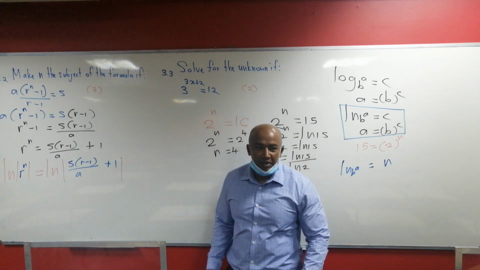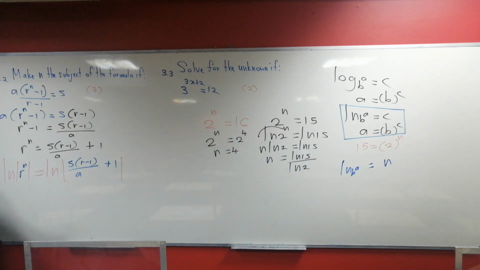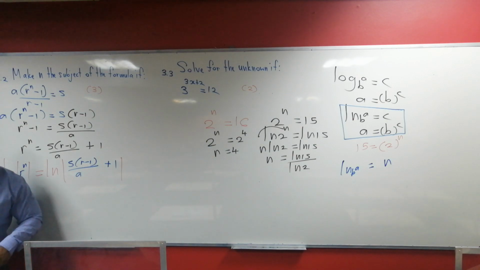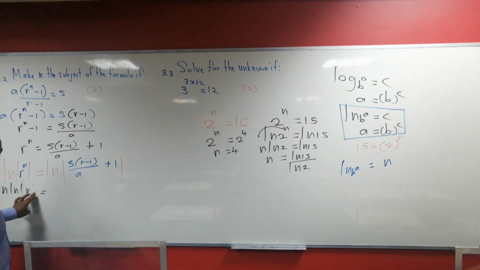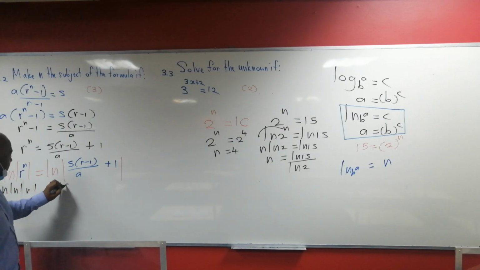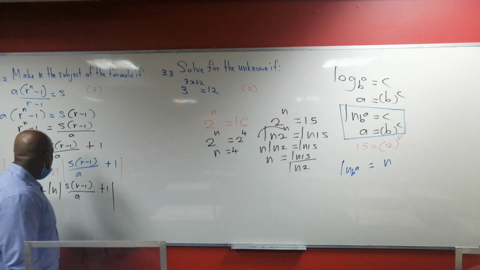It's a simple thing to do. If the bases are not the same, introduce ln on both sides. Try to avoid using logs, but you can use logs, there's nothing wrong with that. It's just that we prefer in calculus to use natural logs. So that's ln. All you're going to do now is bring down your exponent. So that's going to be n ln r is equal to ln of s times r minus 1 over a plus 1.